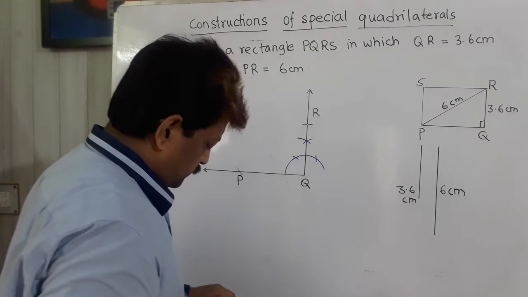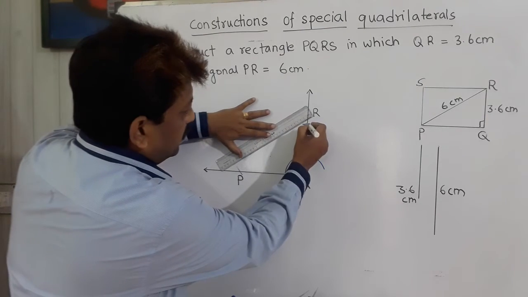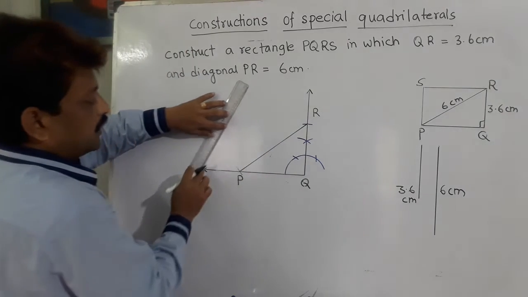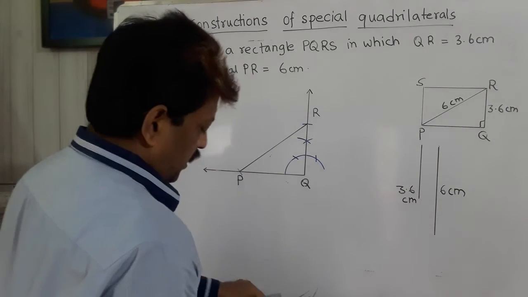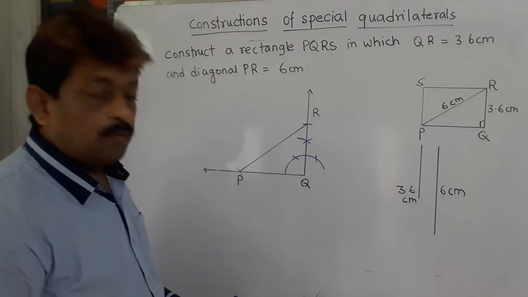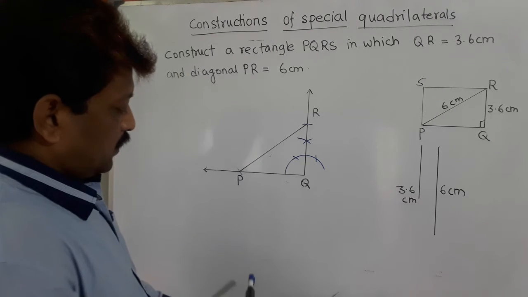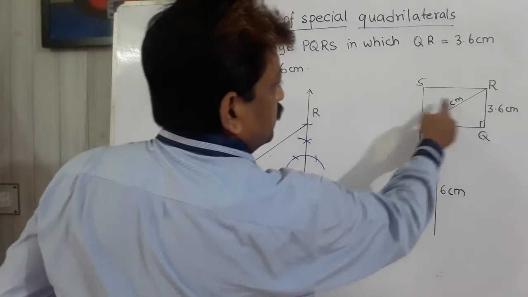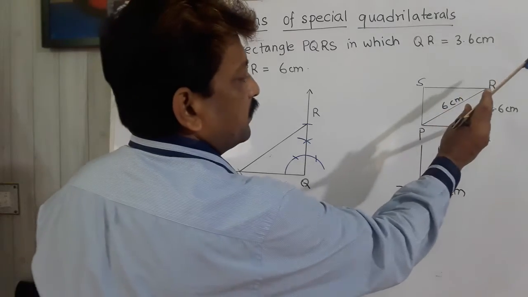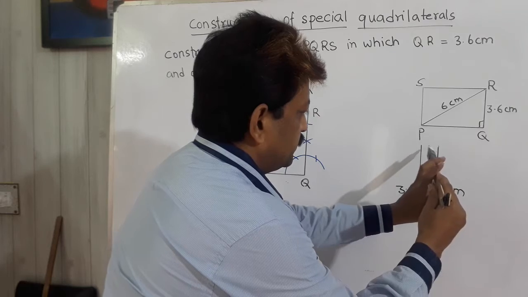Understood all of you? So in this way I have got the point P also. Now let me join P and R, that is the diagonal PR. Now here I am going to use the properties of rectangle, that is opposite sides of rectangle are equal. So now QR is equal to PS. So if QR is 3.6 centimeter, then PS is also 3.6 centimeter. So let me take 3.6 centimeter.